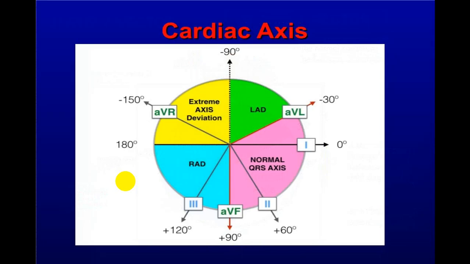And this is a diagram showing you the same thing and its relation with different complexes. This is AVL, which corresponds to minus 30 degrees, lead 1 corresponds to 0, lead 2 corresponds to plus 60 degrees, AVF corresponds to plus 90 degrees, lead 3 corresponds to plus 120, and AVR corresponds to minus 150 degrees. And they are taken into account while calculating the cardiac axis.